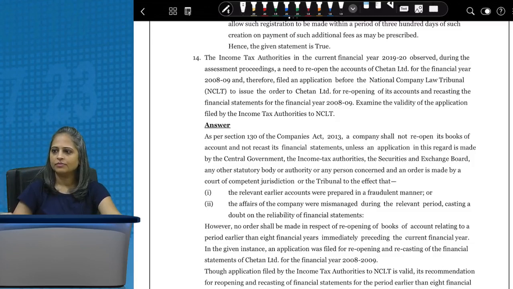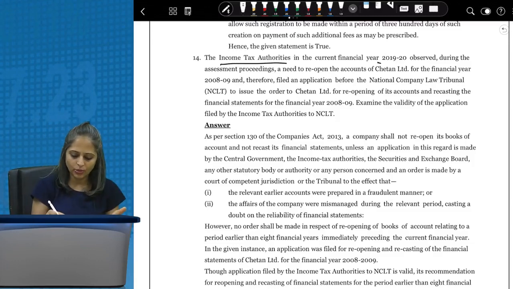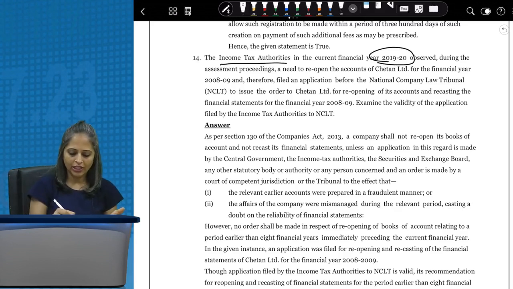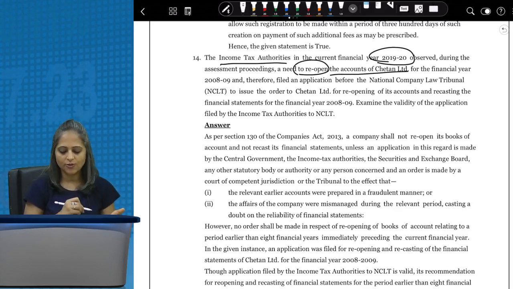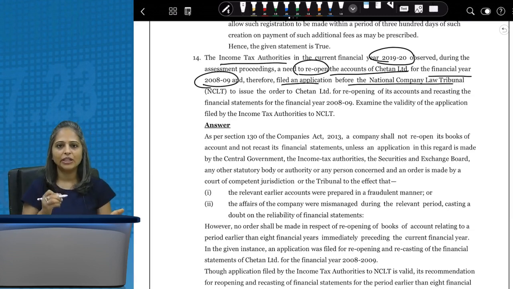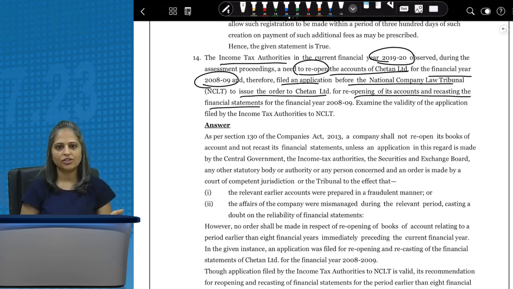Coming to question number 14. The income tax authorities in the current financial year 2019-20 observed during the assessment proceedings a need to reopen the books, the accounts of Chetan Limited for the financial year 2008-09, and therefore filed an application before the National Company Law Tribunal to issue the order to Chetan Limited for reopening of its accounts and recasting the financial statements for the financial year 2008-09. Examine the validity of the application filed by the income tax authorities to NCLT.